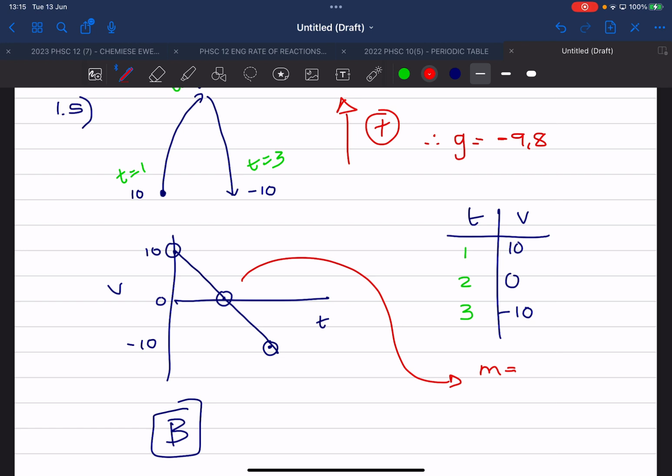Acceleration, versnelling, gravitational acceleration to be exact, which is negative 9.8. Dus hoekom jy 'n negatiewe gradiënt het.